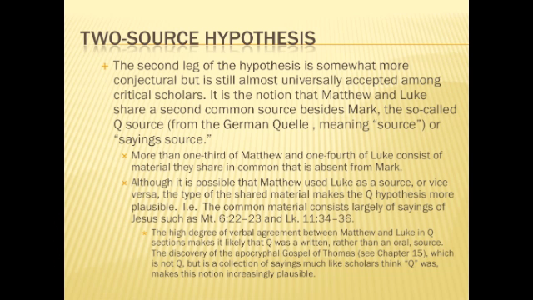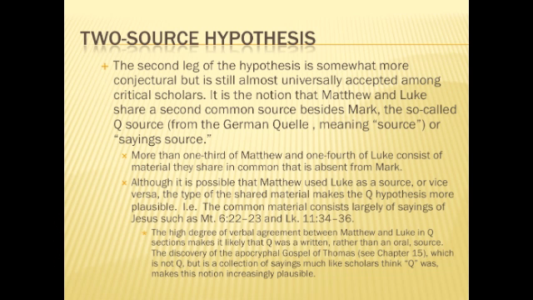The second leg of the hypothesis is somewhat more conjectural, but it is still almost universally accepted among critical scholars. It is the notion that Matthew and Luke share a second common source besides Mark, the so-called Q, or hidden source, or saying source. More than 1/3 of Matthew and 1/4 of Luke consist of material they share in common that is absent from Mark. In that graphic, it's that blue double tradition. Although it is possible that Matthew used Luke as a source, or vice versa, the type of the shared material makes the Q hypothesis more plausible.